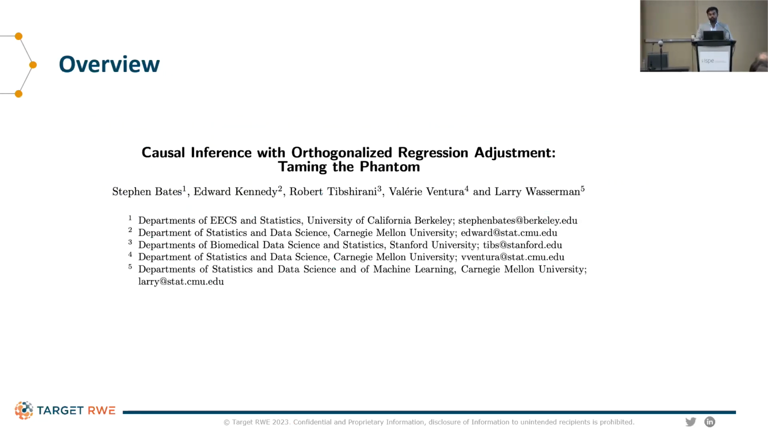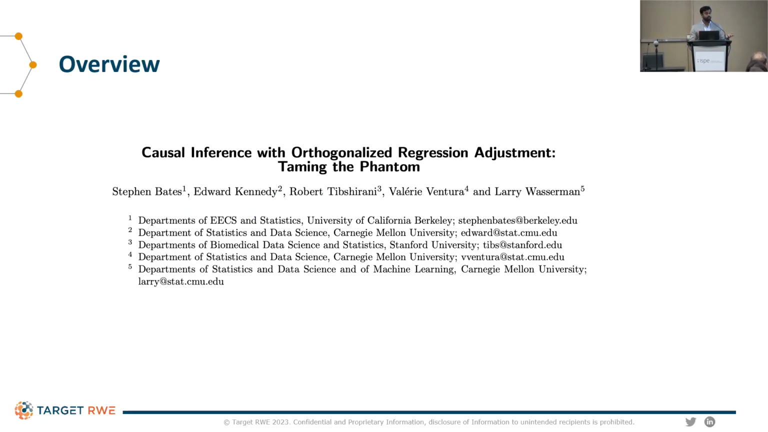So orthogonalized regression is an estimator for causal inference when there's time-varying confounding, first proposed in a preprint last year by Stephen Bates and colleagues. So it's a brand new method. We've been playing with it a bit, and we think it shows a lot of promise.